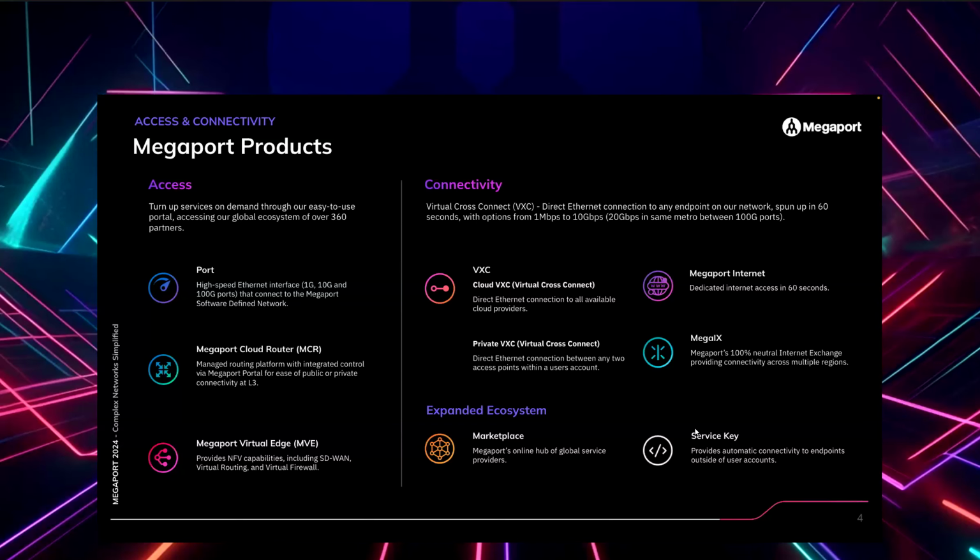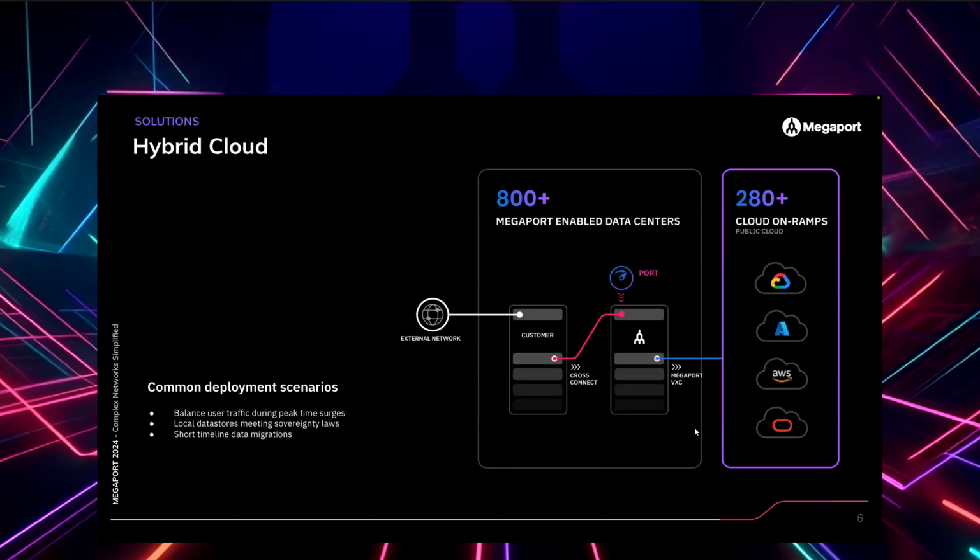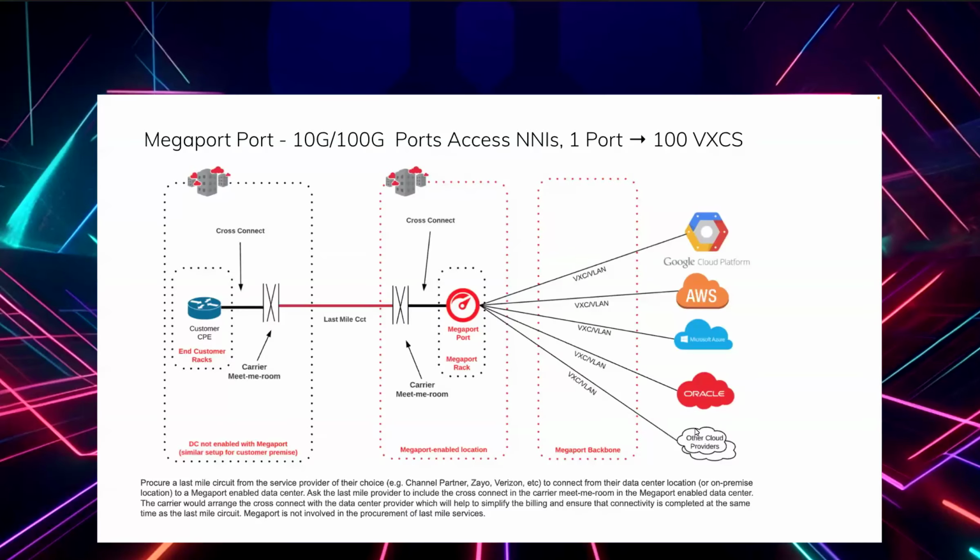So multiple regions there. So hybrid cloud is that idea of taking a port and connecting in a data center or from a last mile connection to a cloud on-ramp, like what I was referring to here. You're seeing Google, Azure, AWS, and Oracle. This is what it looks like from a diagram perspective.